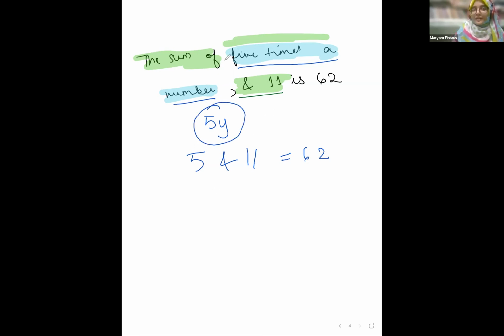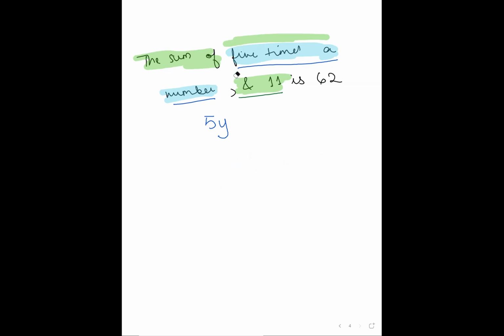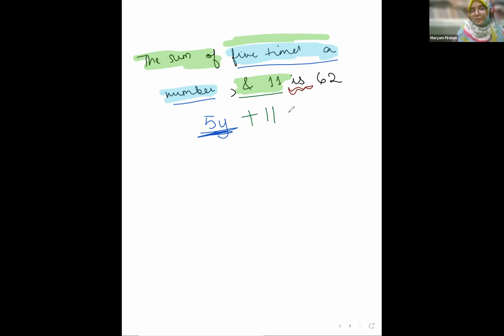They are saying the sum of 5 times a number. We have already figured out what the blue part means, and that is 5y. The sum of this and 11, so this thing plus 11 is 62. So is means equal to, and 62 as it is. Did you understand, Hiba? Okay, I'll give you one more question then.